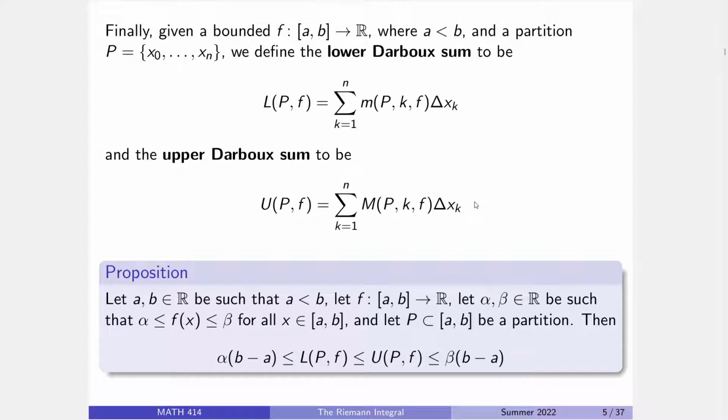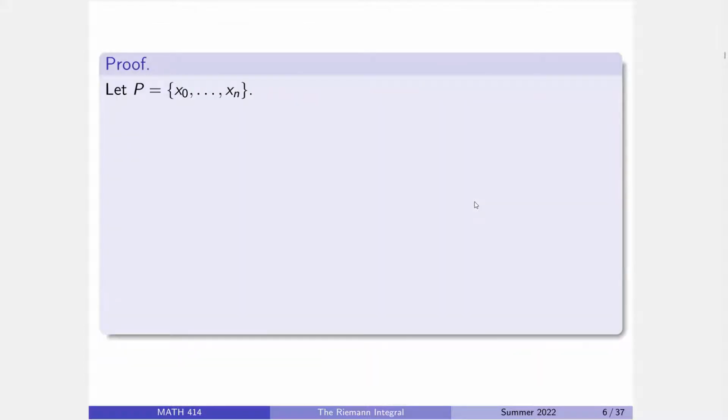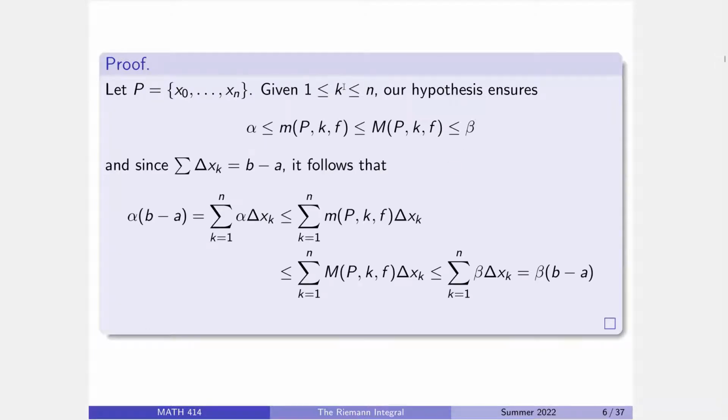The proof of this is going to give us a bit of a flavor, a little amuse-bouche of how the rest of the theorems are going to go here. So it's a partition, which means we can write it as x_0 to x_n. For each k, our hypothesis ensures that alpha is less than the infimum of the function on the kth subinterval of the partition P, and the supremum of the function on the kth subinterval of the partition P is less than beta. And as we already noted, the sum of all of the deltas, the lengths of the subintervals, must be the length of the whole interval, b minus a.